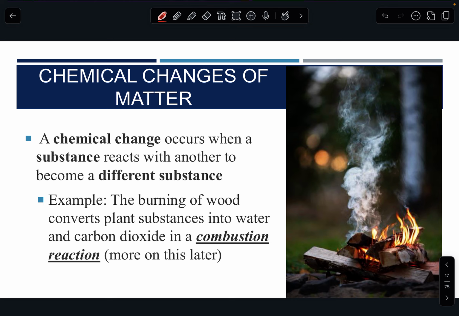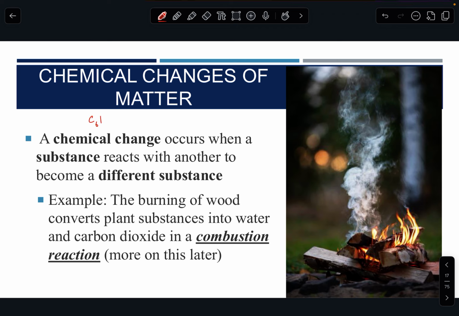And so we can see that in many different types of reactions, such as combustion reactions. This would be considered a chemical change. A chemical change is when you take a chemical and convert it into something else, so it is no longer the same chemical that you started with.